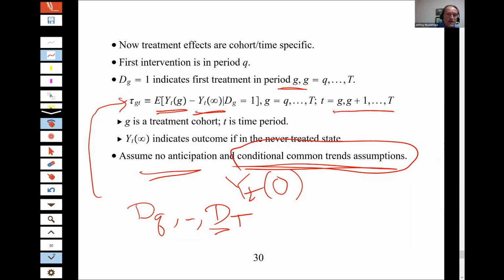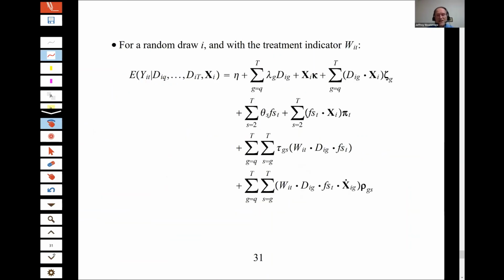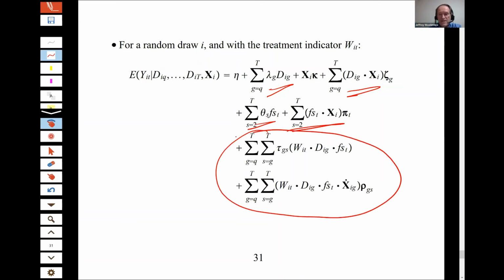Okay, and so what I derived in my paper is this formula, which you can see is getting longer and longer, but this is just an equation which is linear in a bunch of parameters, and we control for all of the cohort dummies. We interact all the cohort dummies with the covariates. We control for all of the time periods. We interact all of the time period dummies with the covariates. And then these are the treatment effects down here.